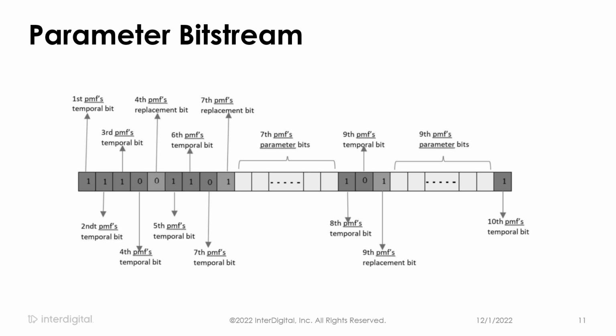In order to encode new parameters, and which one is replaced and which one is used with the previous frame's parameter, we need to use an extra bit stream. This bit stream consists of three types of bits. Temporal bits show if the PMF is replaced by the previous PMF parameter or not. Replacement bits show if the PMF is replaced by new parameters or not, and parameter bits show the explicit coding of parameters.